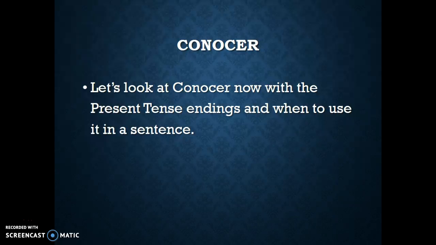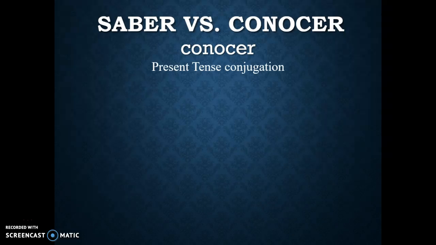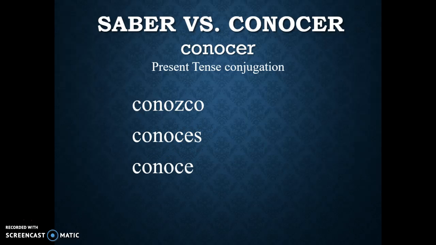Okay, the verbo conocer. So again, conocer also means to know. But now we know when to use saber in a sentence. So when do we use conocer? So first, let's check out the present tense endings it has, and then we'll see when to use it in a sentence. So its present tense conjugations are as followed. Conozco, conoces, conoce, conocemos, conocen.